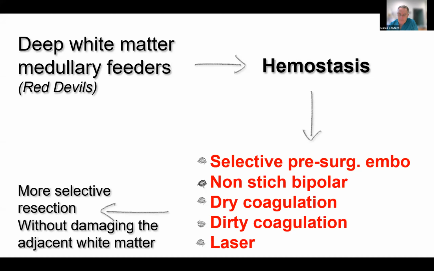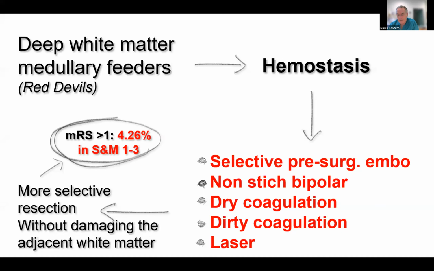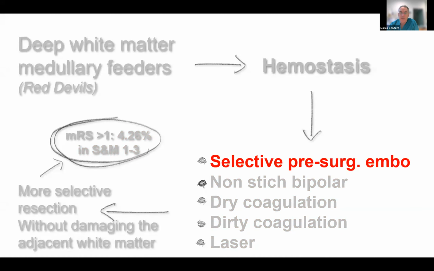having new instruments, we can treat an AVM more similar to a tumor, so we can surround the AVM without entering the deep white matter without control. So we can have a much more selective resection without damaging the adjacent white matter. And this is the reason why, at least in low-grade AVM, we have a very good result at the end.